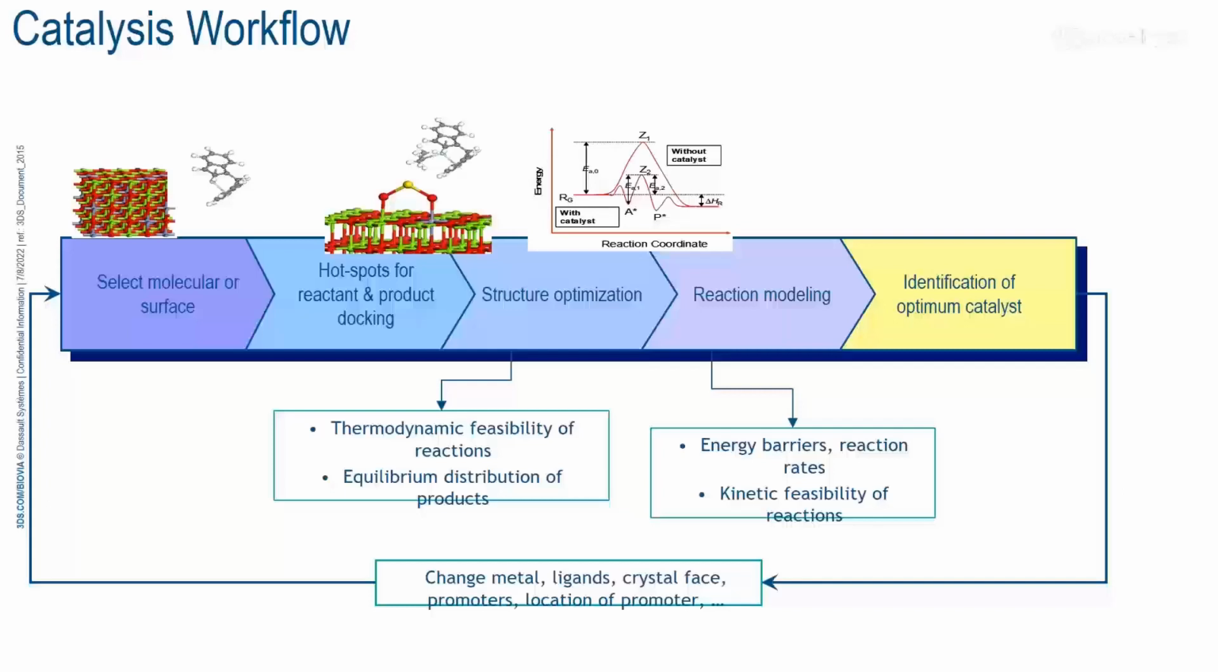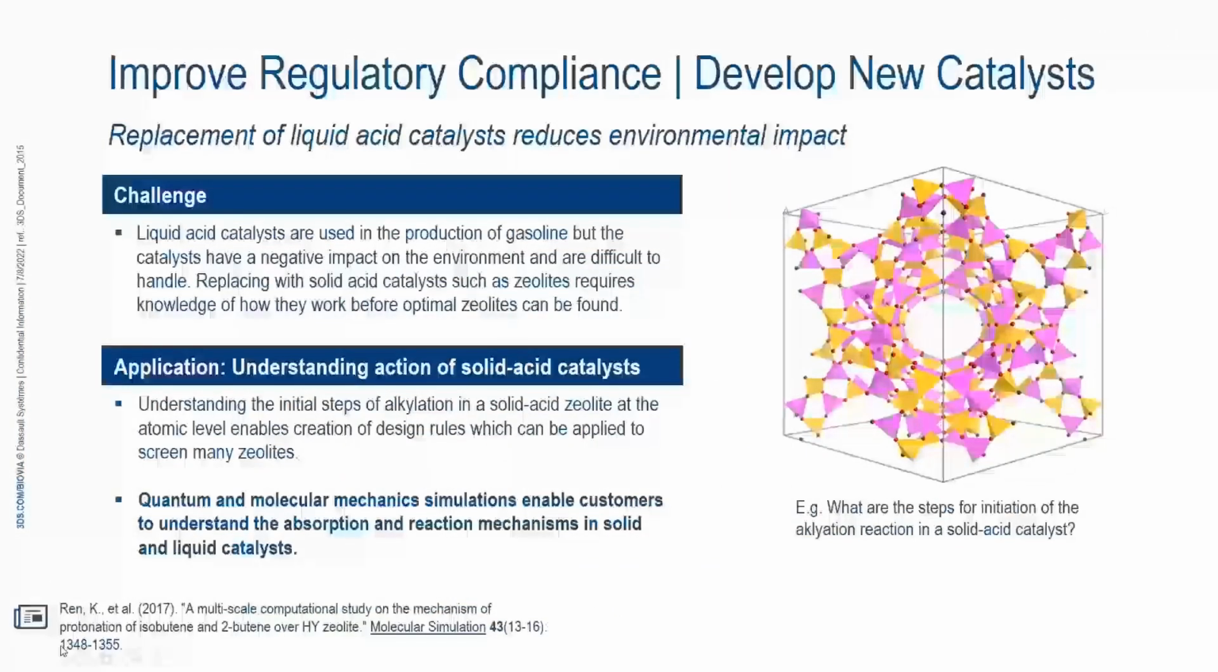And this is an example, and I will give you a couple of them. There are some paper references which you certainly can get later once we finish this. So this is something to find out a mechanism of isobutene over 2-butene over HY zeolite, right? So these are the challenges. As you know, the liquid acid catalysts are used for the production of gasoline, but they have negative impact, and replacing them with solid acid catalysts like zeolite, you need to know which zeolite will work, what sort of silica alumina ratio, what is the porosity of it. So you are looking at an alkylation reaction, so it can give you a hint for the mechanism of this reaction.